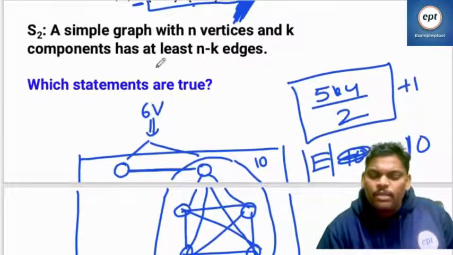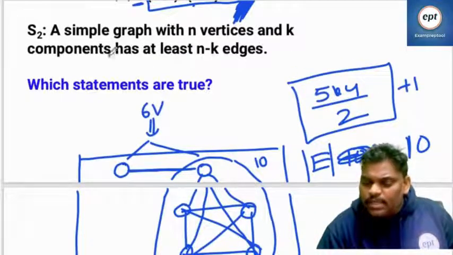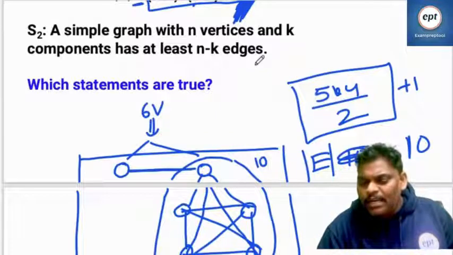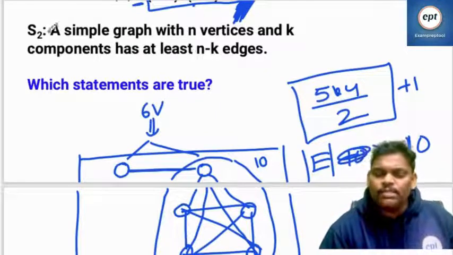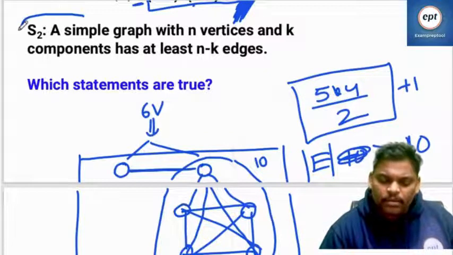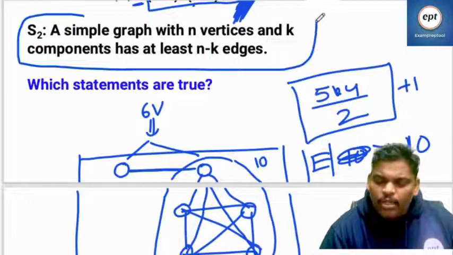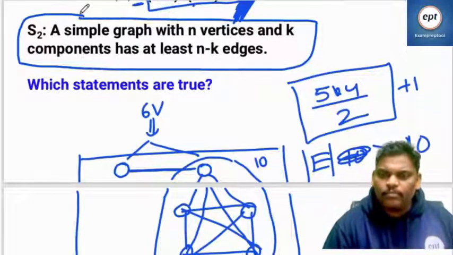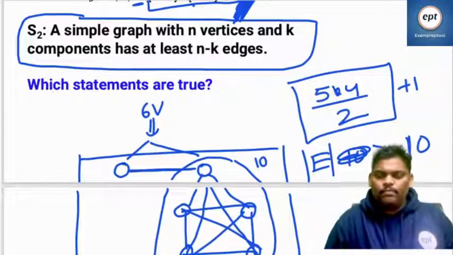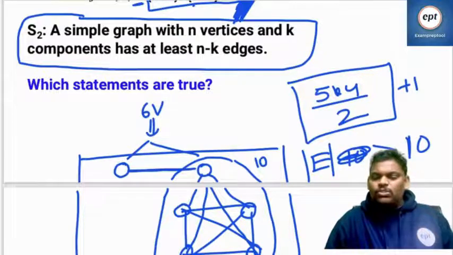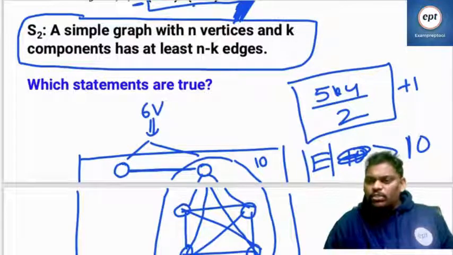Right, now come here. A simple graph with n vertices and k components has at least n minus k edges. Now everyone listen, the S2 statement. In the S2 statement, how many components are there?